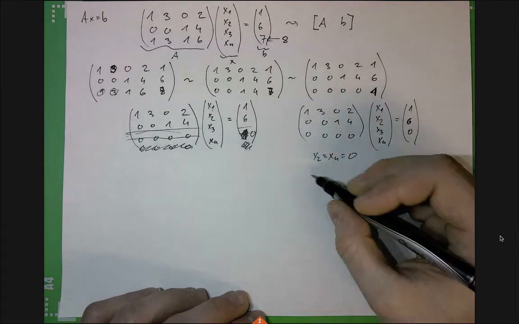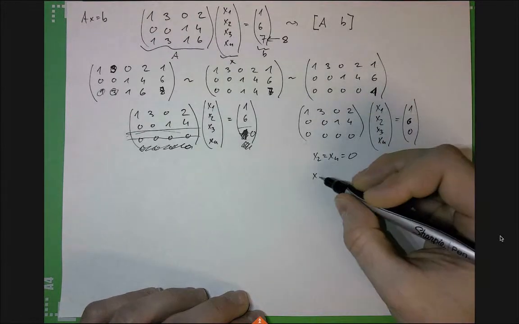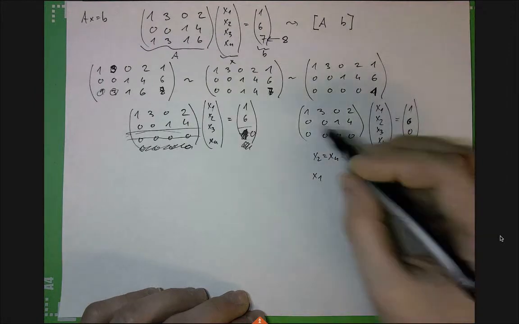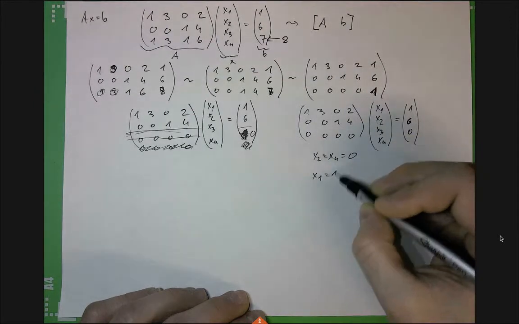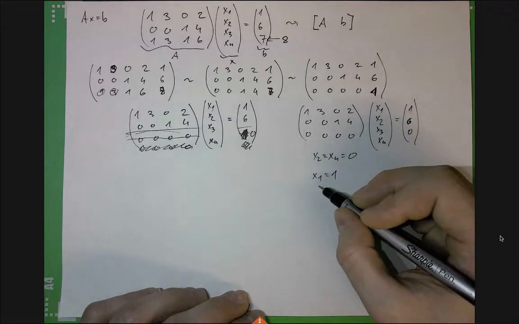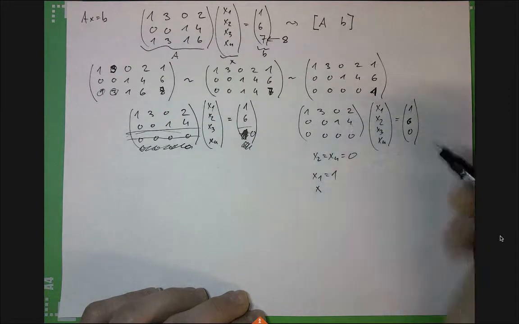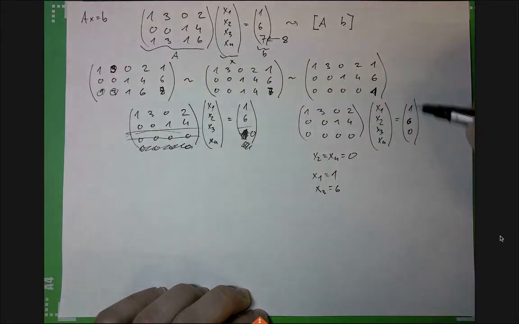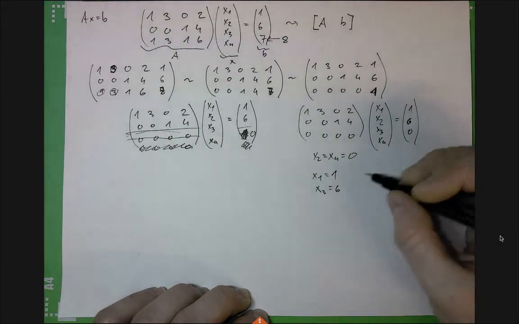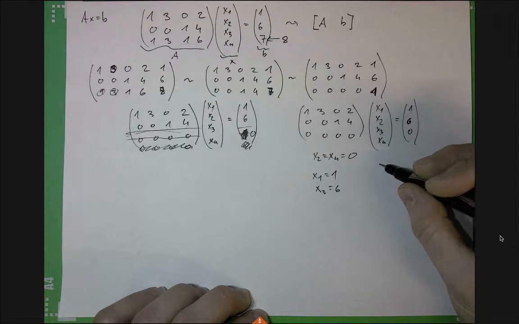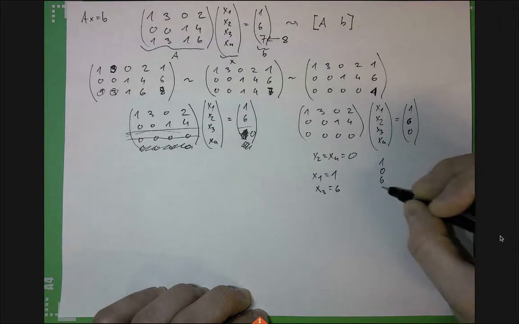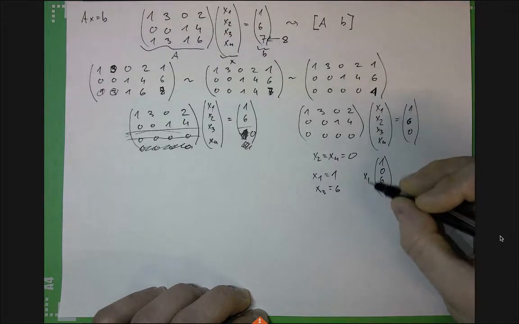What do I get? From the first equation, I get that x1 equals 1. And from the second equation, because x2 and x4 I said are 0, x3 is 6, right? So if I expand it with 0, so 1, 0, 6, 0, this is my particular solution.